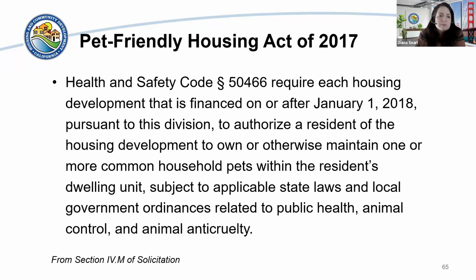This program also complies with the Pet-Friendly Housing Act of 2017. The Health and Safety Code 5466 requires each housing development that is financed on or after January 1st, 2018, pursuant to this division, the authority to authorize a resident of a housing development to own or otherwise maintain one or more common household pets within the resident's dwelling unit, subject to applicable state laws and local government ordinances related to public health, animal control, and animal anti-cruelty.